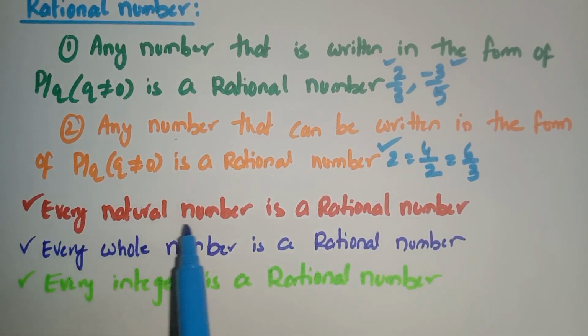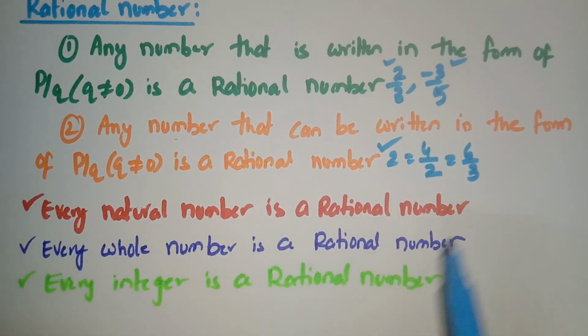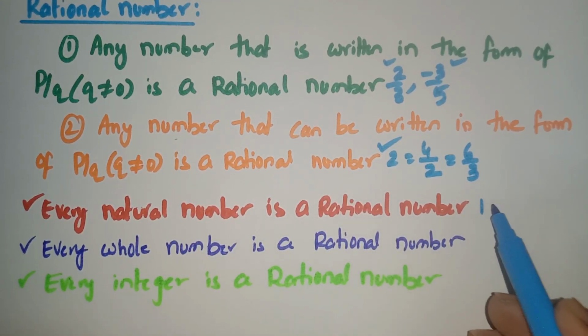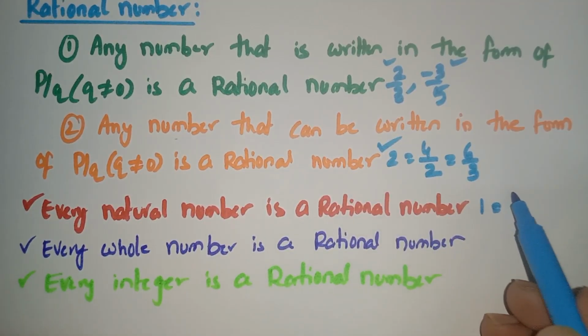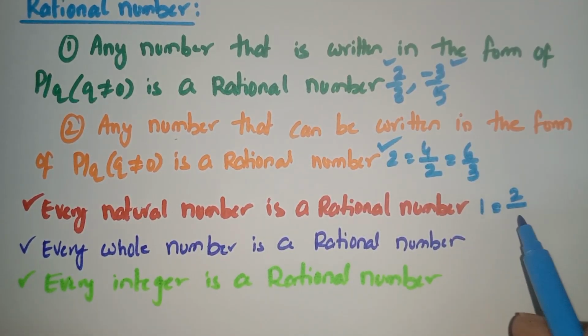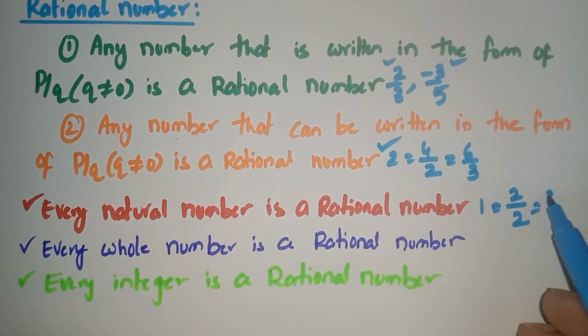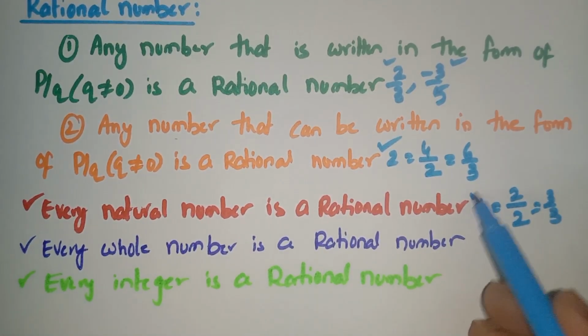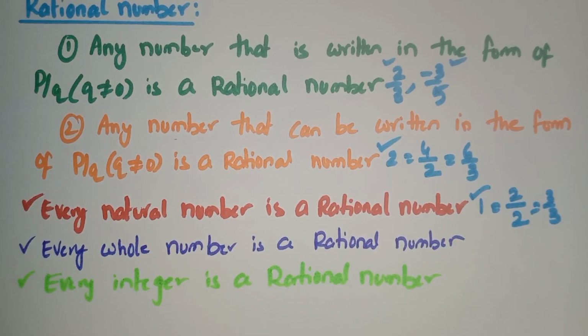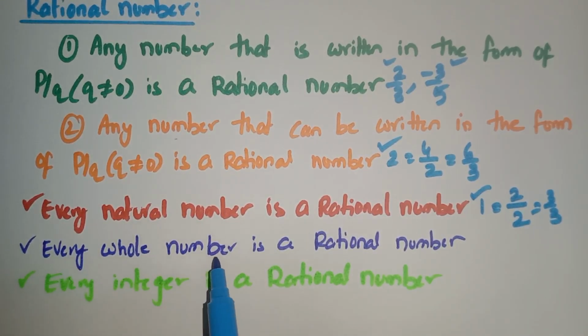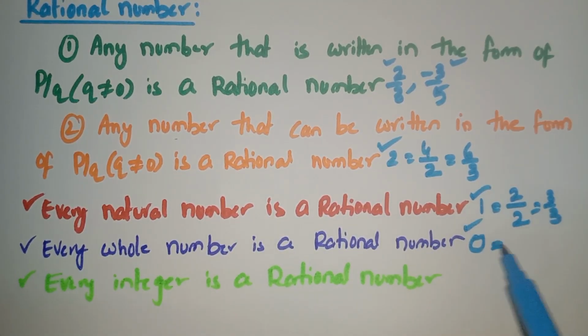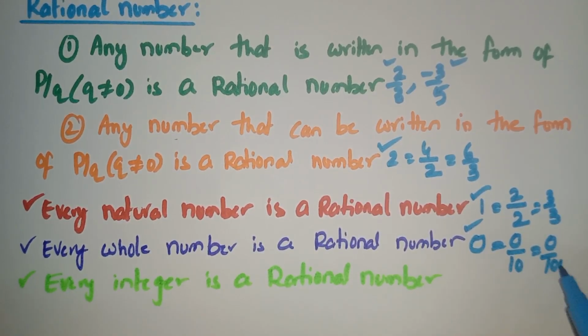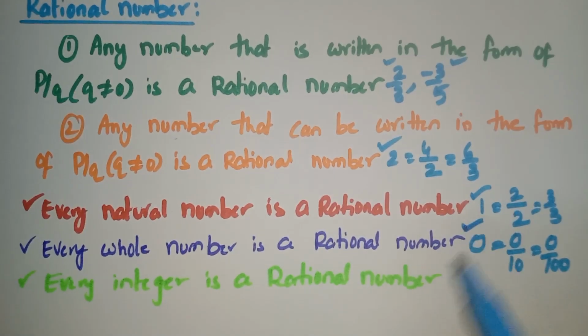Here we have every natural number is a rational number. If we choose 1, that is a natural number that can be expressed in the form of p by q, that is 2 by 2 or 3 by 3, etc. That's why 1 is a rational number. Again, every whole number is a rational number. We have 0 being a whole number that can be expressed as 0 by 10 or 0 by 100, etc. That's why 0 is a rational number.